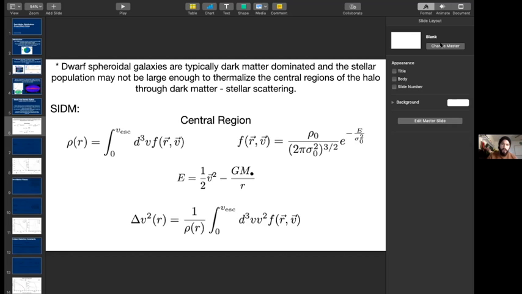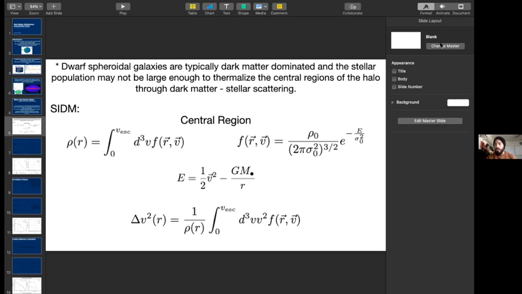So I wanted to go over, or at least sketch, the derivation of the spike profile in the SIDM case. I start off with the definition of the density as just an integration over the phase space distribution, where I integrate from zero velocity to the escape velocity.